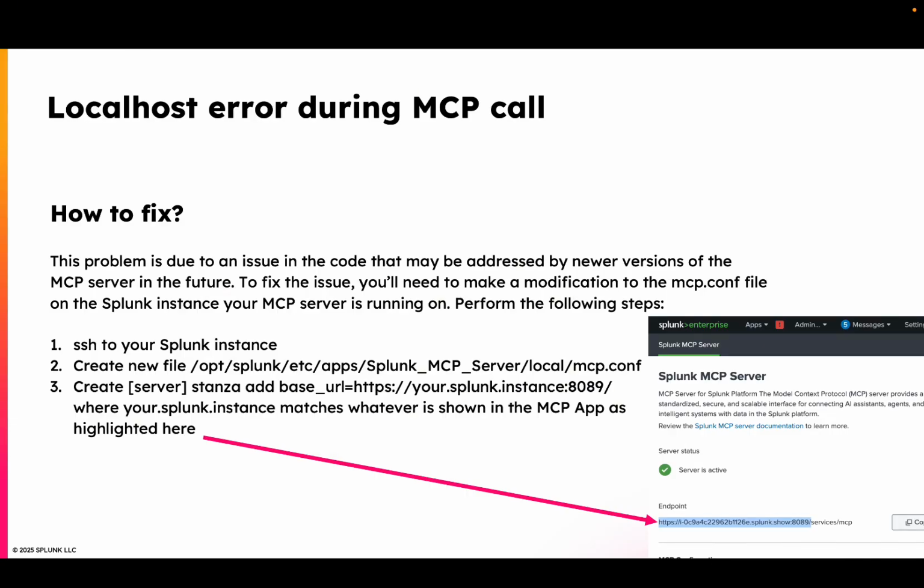In that file, you're going to create a new server stanza, and that server stanza will contain one configuration that is a field base URL whose value equals the path to your port 8089, or whatever your REST endpoint port is. And this can just be seen. In the server stanza, you add base URL equals, and then exactly as I've highlighted that endpoint there, up to 8089/. That should solve that problem.